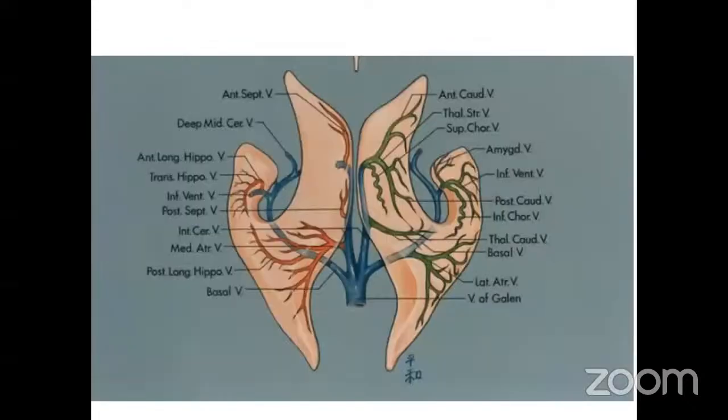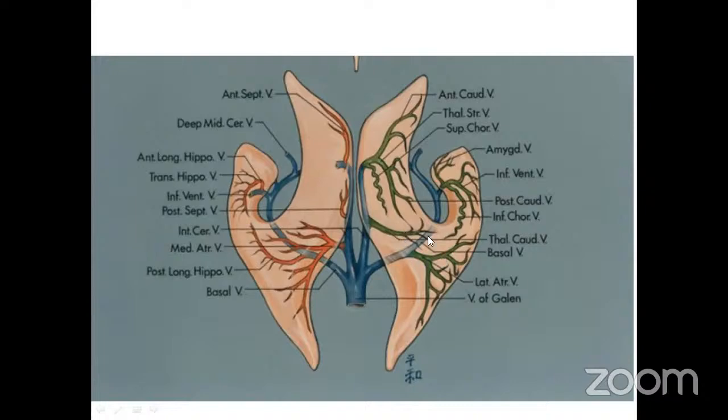temporal horn. This is an image, a superior view of the ventricles, showing in green the lateral ventricular group veins and in orange the medial ventricular veins. The anterior caudate vein is in the lateral wall of the frontal horn, and the thalamostriate vein is present in the lateral wall of the frontal horn and the body of the lateral ventricle. The thalamocaudate vein is also present in the lateral wall of the body of the lateral ventricle.